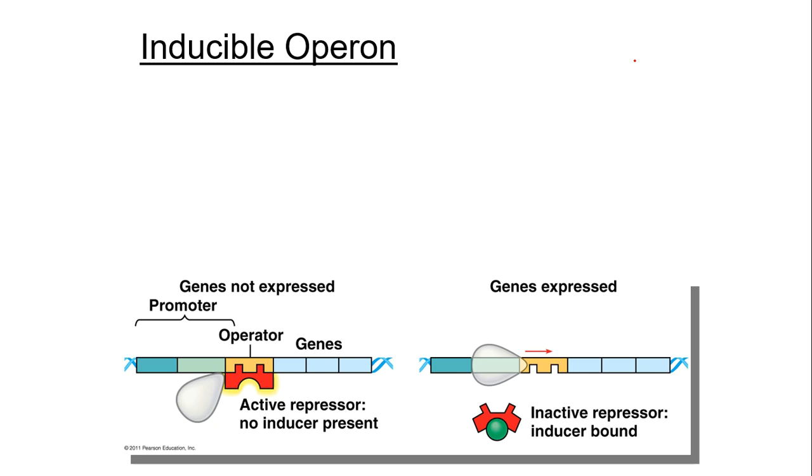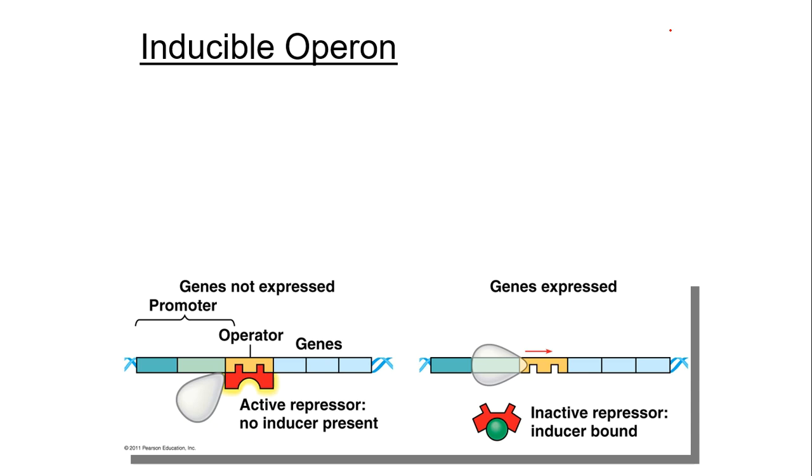Okay. So this is an inducible operon. If you induce something, that means you're causing it to happen. It wouldn't happen without you inducing it. Well, it might happen, but it would be a lot slower. For instance, if you think about inducing labor in a pregnant woman, that means that you're trying to get labor to start so that they can actually have the baby.